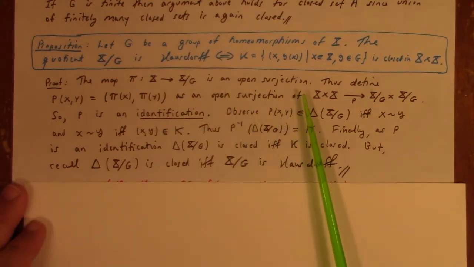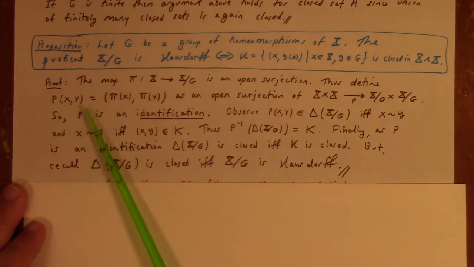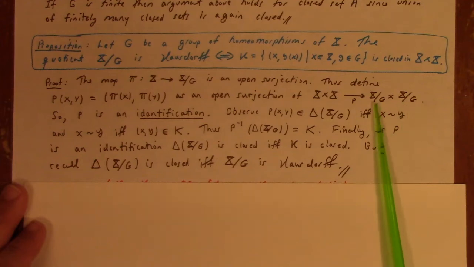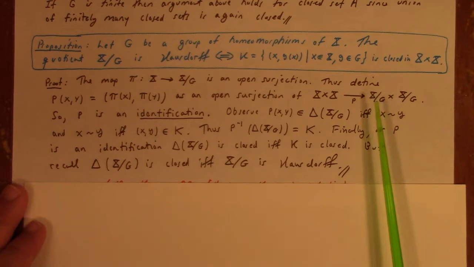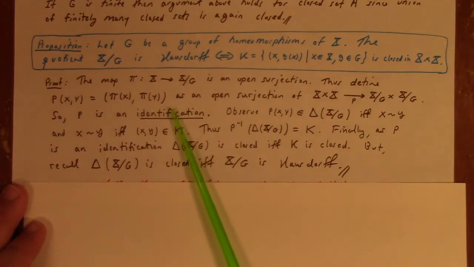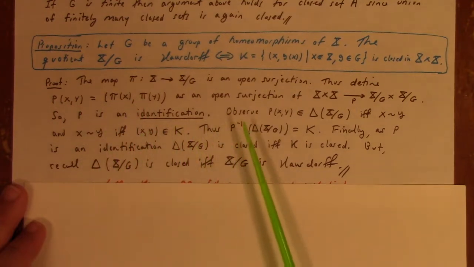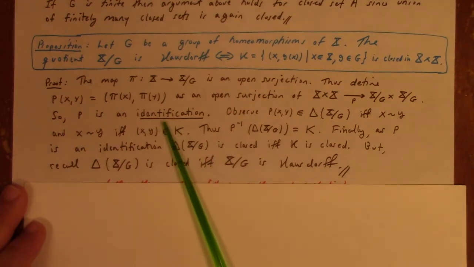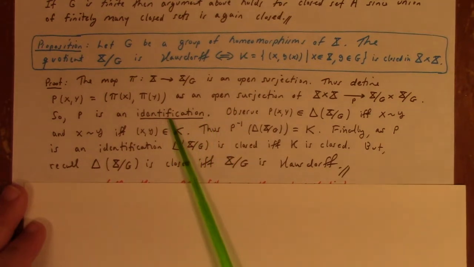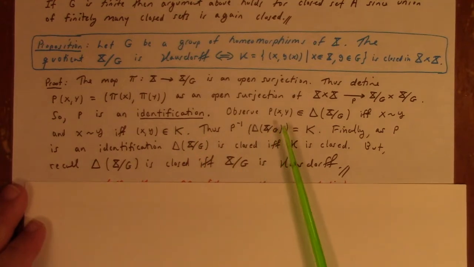First of all, it's an open surjection, so you can define P from the Cartesian product of X and X to the Cartesian product of the quotient of X by G with X by G, the product of those, right? And the fact that pi was open makes P open, so you have an open map from here to here that makes it an identification, right? So an open surjective map is an identification. Not every identification is that, but certainly if it is open and it's surjective, it's an identification map.